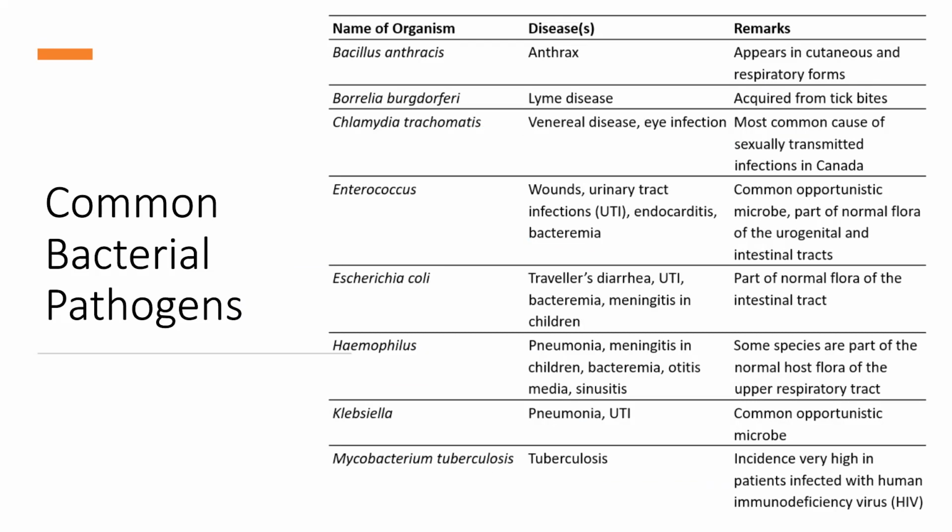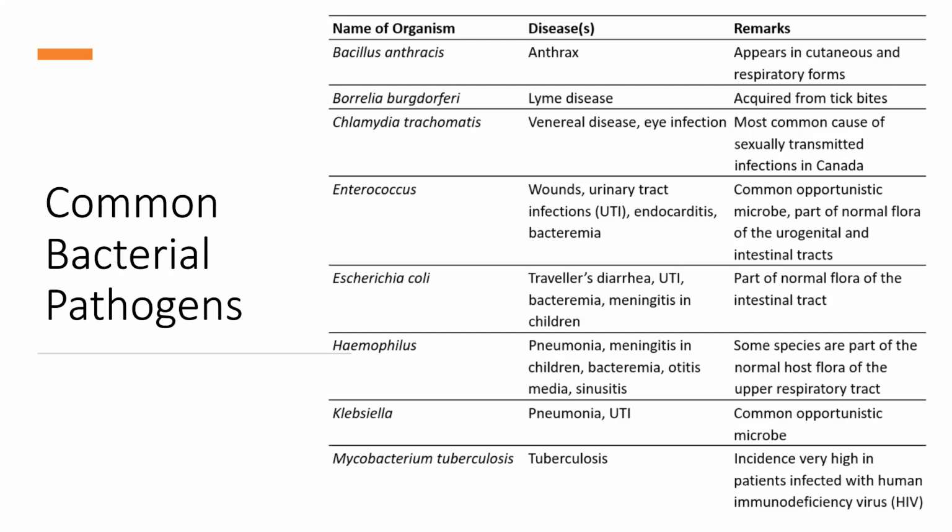For example, the name of the organism is Bacillus anthracis, the disease is anthrax, and it appears in cutaneous and respiratory forms. Borrelia burgdorferi, Lyme disease, acquired from tick bites. Chlamydia trachomatis causes venereal disease and eye infection, which is the most common cause of sexually transmitted infections in Canada.